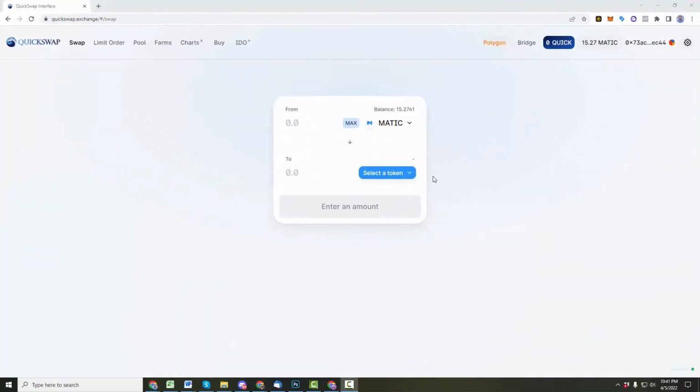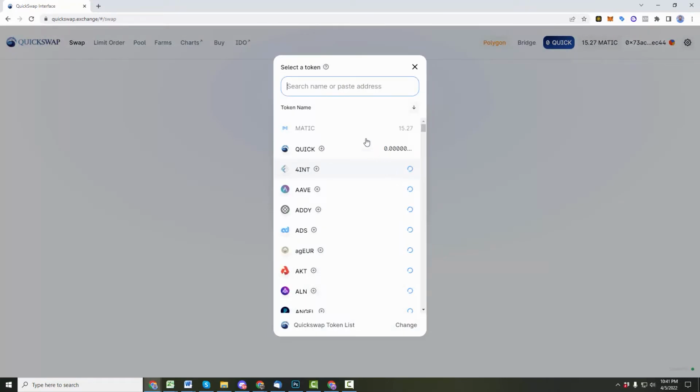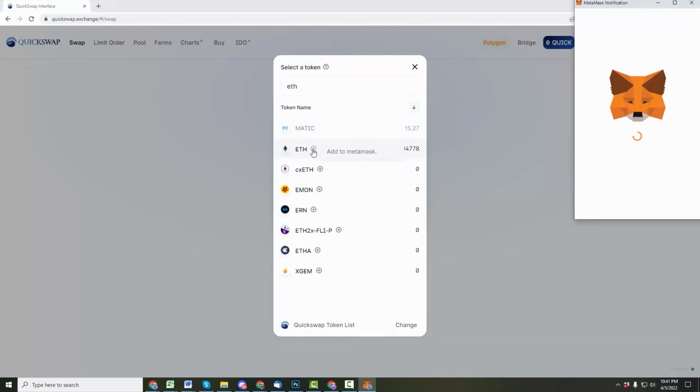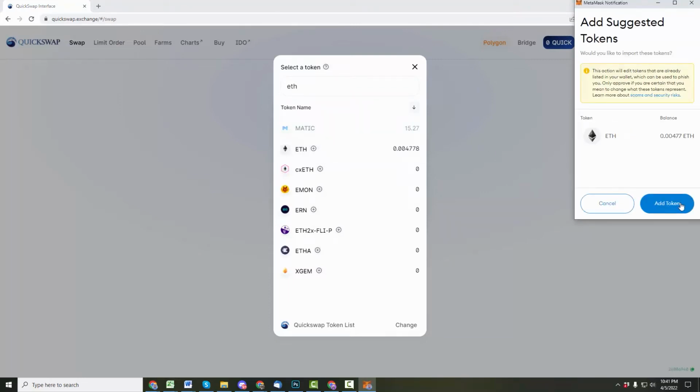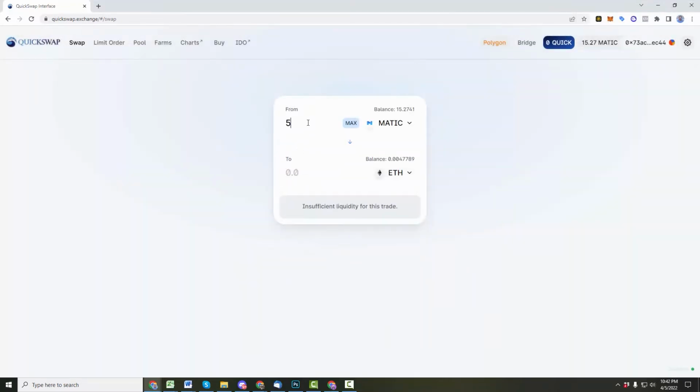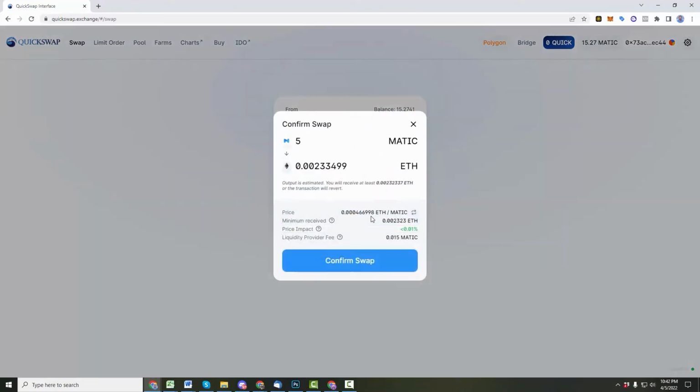All right, now once you have some Polygon Matic tokens, just head over to QuickSwap and trade them for Polygon Ethereum token. Here we swap from Matic into ETH, and it's important to click that little plus, add to MetaMask. This is what's going to add the Ethereum token on the Polygon network into your wallet. So you want to add that token. Then you want to click on ETH one more time to select it for your swap. I'll be swapping 5 tokens. Click swap and confirm swap.